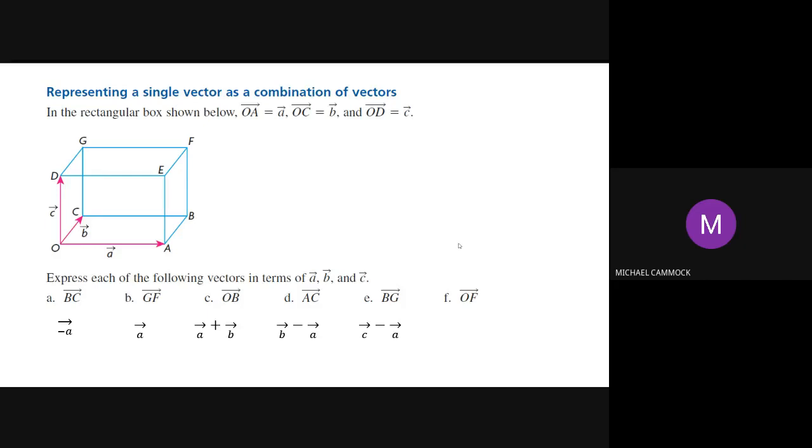One more, OF. Last one. O to F. A plus B plus C. Let's see now. O to F. Yeah, absolutely. A plus B plus C. Well done. There you go. All right, let's move on.